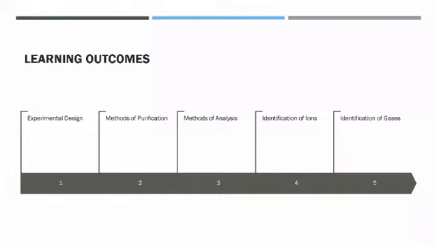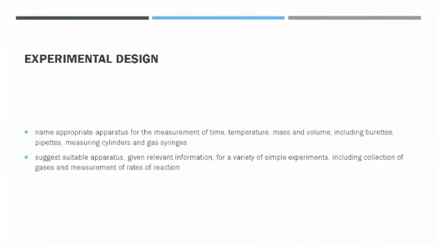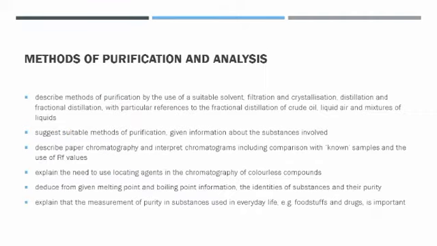Today we're going to start with the chapter of experimental chemistry, and I divided it into 5 learning outcomes for your ease: experimental design, methods of purification, methods of analysis, identification of ions, and identification of gases. So first we have experimental design, which says that we have to firstly name appropriate apparatus for different types of values, and we also should know how to suggest suitable apparatus. Okay, so let's see. How are we going to go about that? We have first the methods of purification and analysis, and these are all the learning outcomes for that.